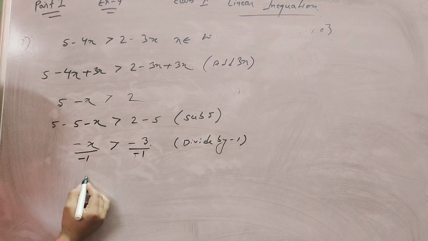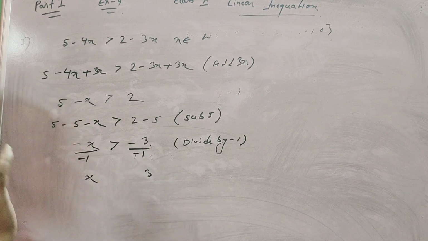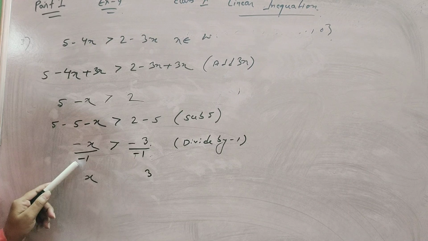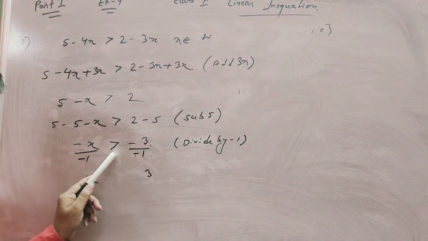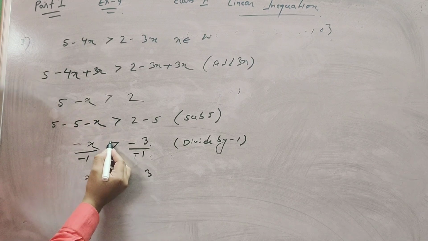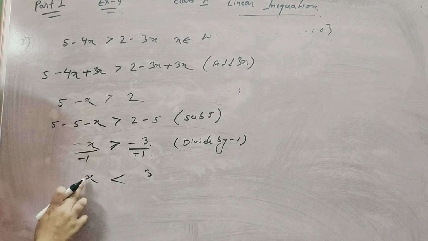So minus minus cancel, x we get; minus minus cancel, 3 we get. And we learn the main formula of the linear equation: whenever a number is divided or multiplied by a negative number, the inequation sign gets reversed. That means the symbol changes from this side to this side, totally reversed. Okay, so what do we get?